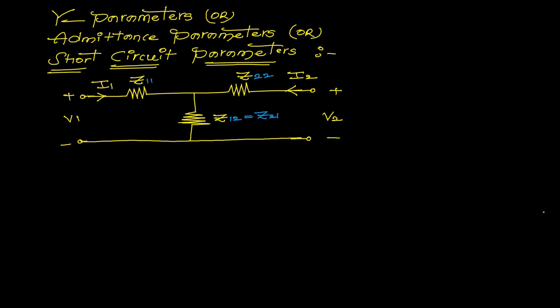And in case number 2, short circuit port number 2, which means V2 is equal to 0, because when we short circuit port 2, the value of V2 is 0, since in a short circuit the voltage is 0. Substitute that value in the standard expressions given by Y parameters, and you will get the other two parameters.